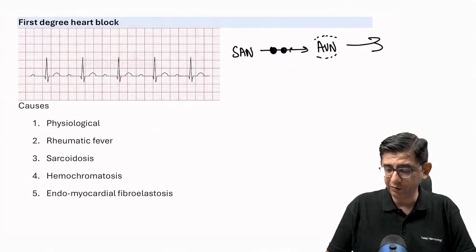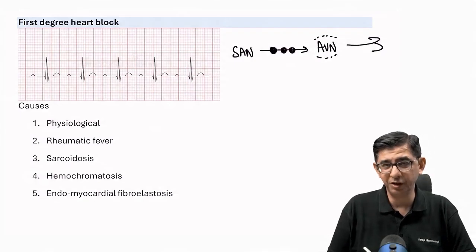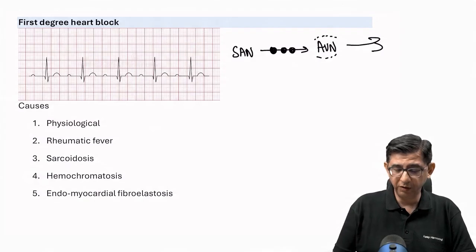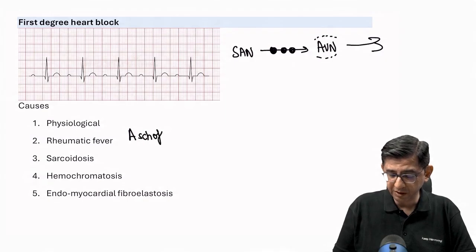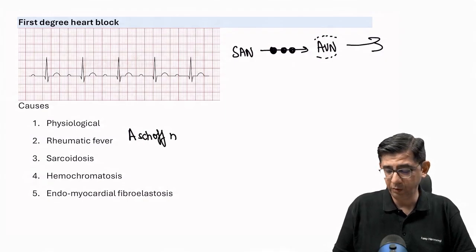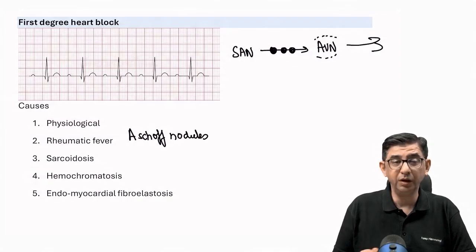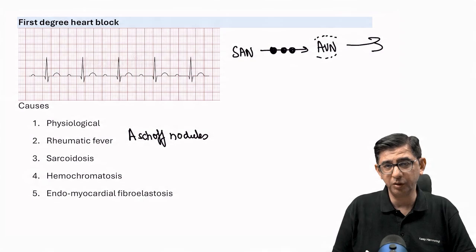Like these black dots that I have shown here before, you can take them as representation of Aschoff nodules. Now you're aware that Aschoff nodules are found in rheumatic fever. And what will happen in this condition is that there would be a slowed conduction between the SA node and the AV node. So the learning point for you guys is that in first degree heart block, the problem is not in the SA node, not in the AV node. It is a connection problem.